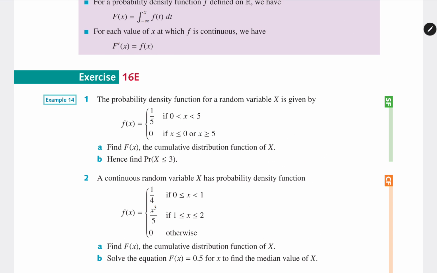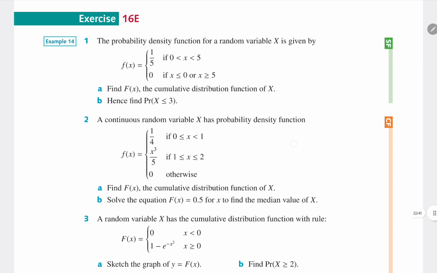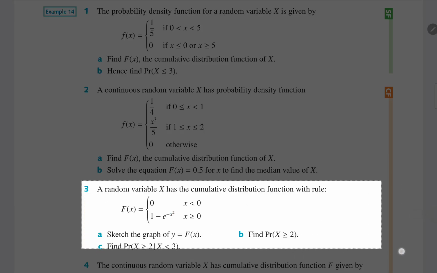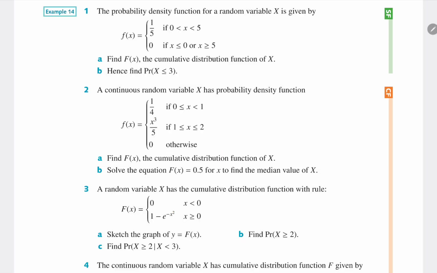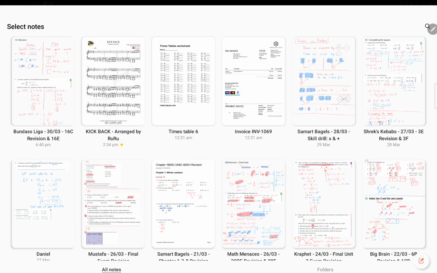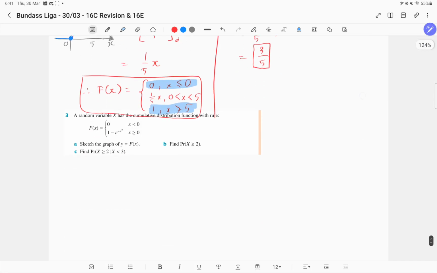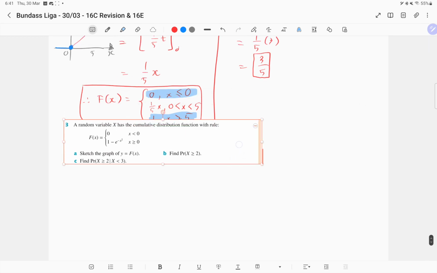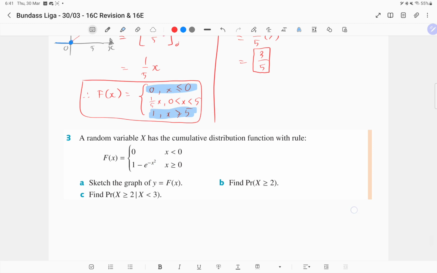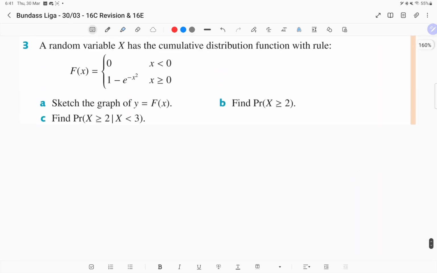Now let's see. Now we'll look at some application ones. Let's have a look at question 3. So sketch the graph of this. How do we sketch this one? Well, actually, you don't need to worry too much about sketching this. I'll just give you the answer for A. Just focus on B and C.